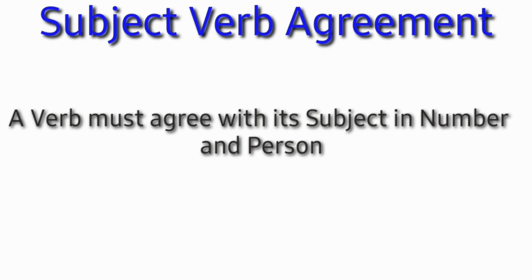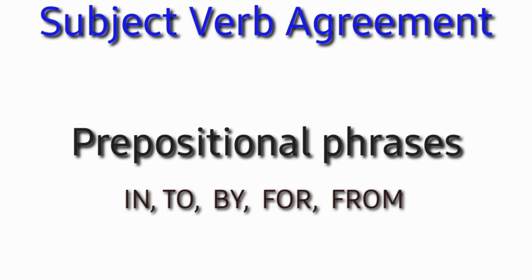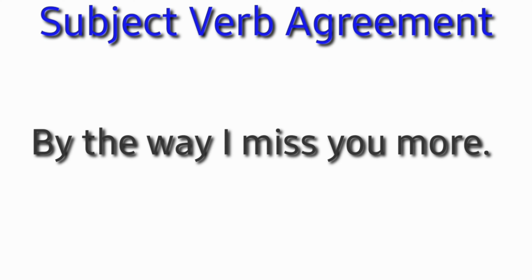A prepositional phrase is a group of words consisting of a preposition, its object, and any words that modify the object. Some of the most common prepositions include of, in, to, by, for, and from. Example is, by the way, how is your mom?